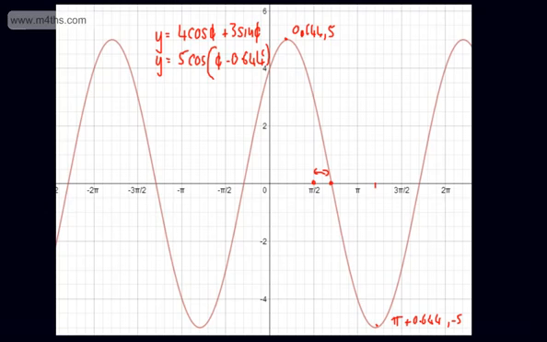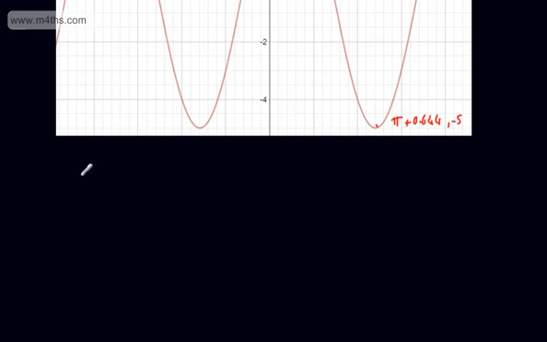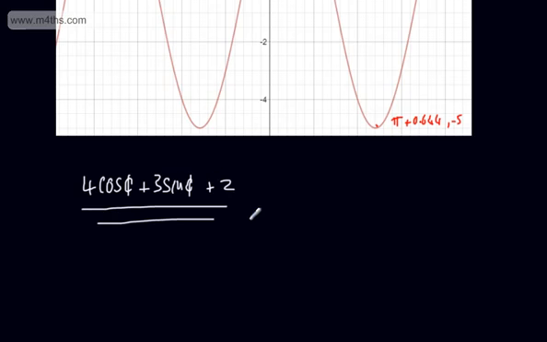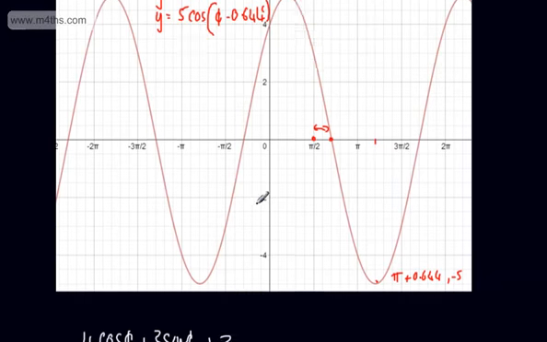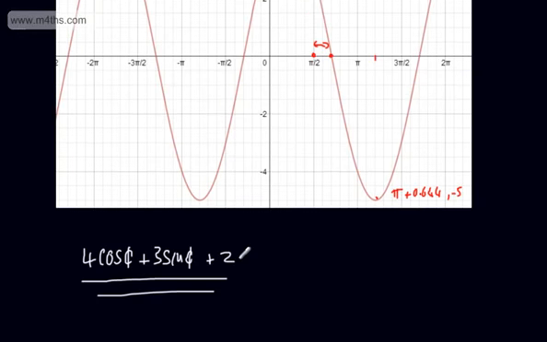We might also be asked to find the maximum and minimum values of a particular expression. So let's look at an expression. Let's say we were asked to find the maximum and minimum values of a slightly different expression. Say we were given 4 cos theta plus 3 sine theta and then plus 2. So we were asked to find a maximum and minimum for this particular expression. Well, we know that we can do this as 5 cos of theta minus 0.644. Just consider what's happened here. All I've done is taken the original expression and translated it up by 2 units.